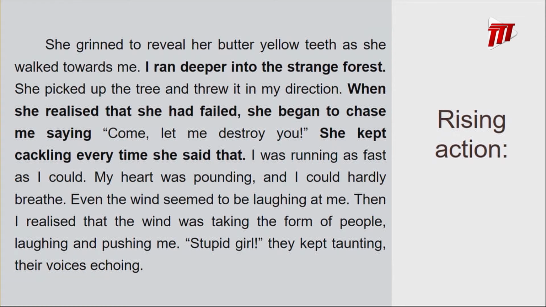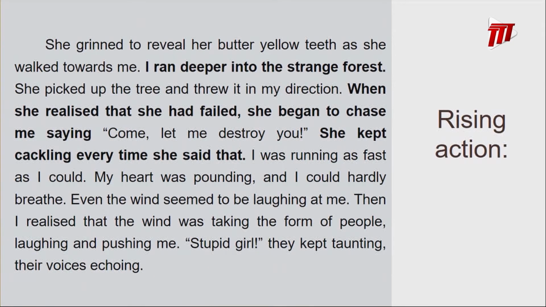Let's look at the statement carefully. When she realized that she had failed, she began to chase me, saying, "Come, let me destroy you." Now this is an important statement. It actually tells us that the writer is trying to create failure. When I say that, I mean the writer is trying to create a roadblock or prevent the story from going further very quickly. So she creates a roadblock in order to build suspense and also in order to draw the reader into the story. It says she kept cackling every time she said that. It's almost like she's trying to provoke the character.